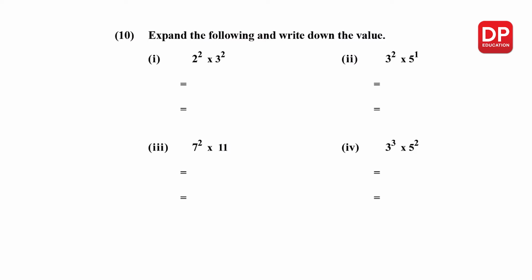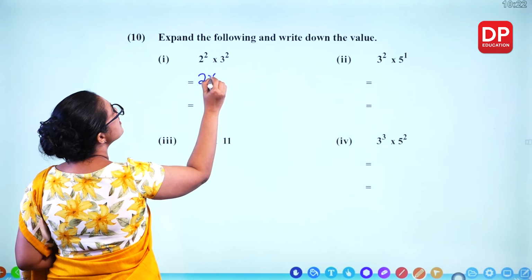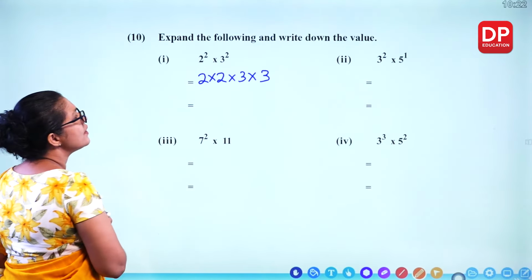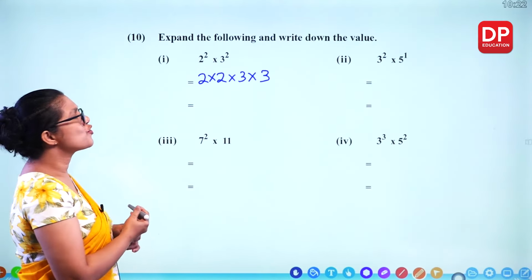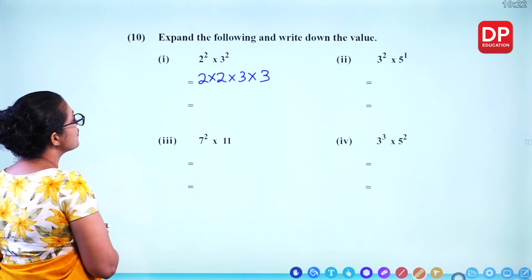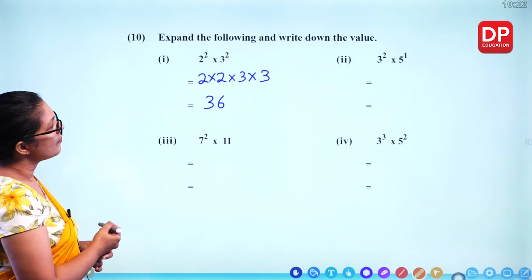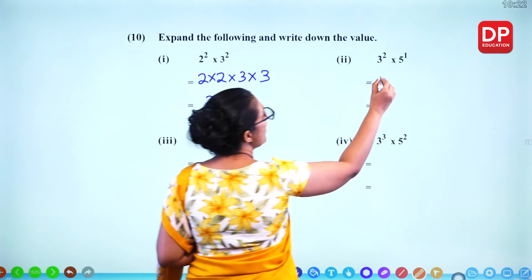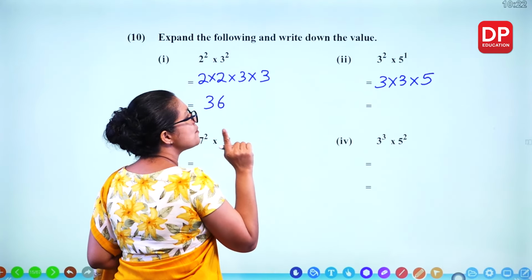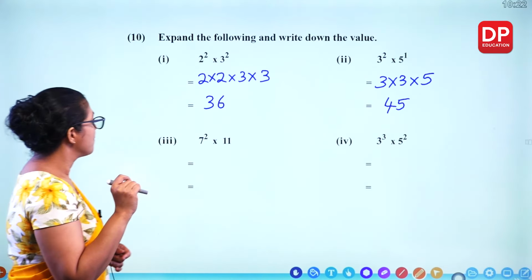Expand the following and write down the value. 2 squared, that means 2 into 2. 3 squared means 3 into 3. Now what's the value? 2 times 2, 4. 4 times 3, 12. 12 times 3, 36. This one, 3 squared, that means 3 times 3 and then 1, 5. 3 times 3, 9. 9 times 5, 45.